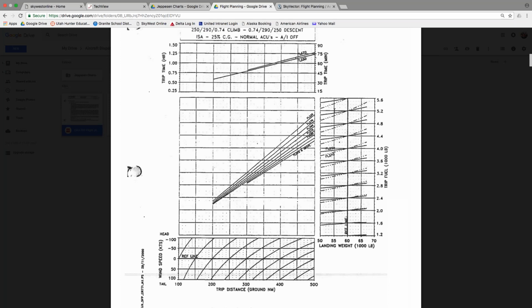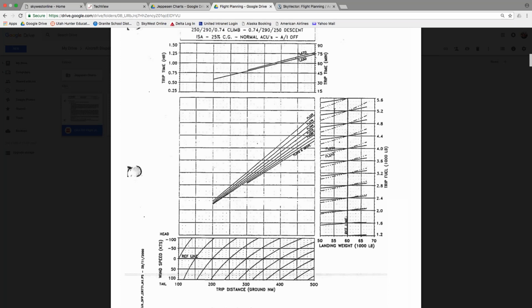Okay, and we take that up to our flight level. Remember, the bottom line is flight level 370 and above, correct? Okay, what do we do from there? Pull it to the right to what line? Reference line. To the reference line, okay. From the reference line, what is our landing weight? 60,000. 482. 482.